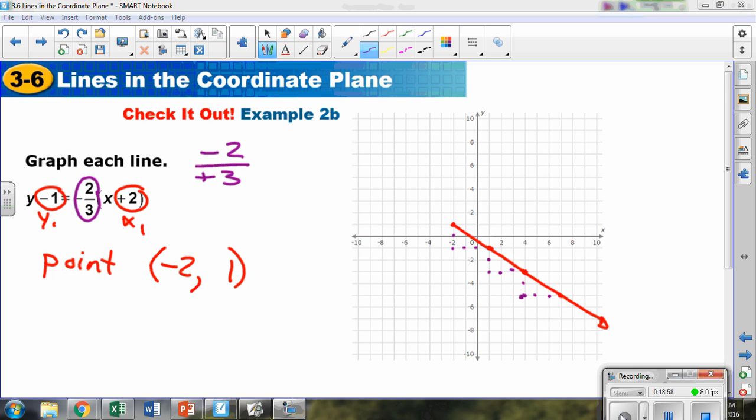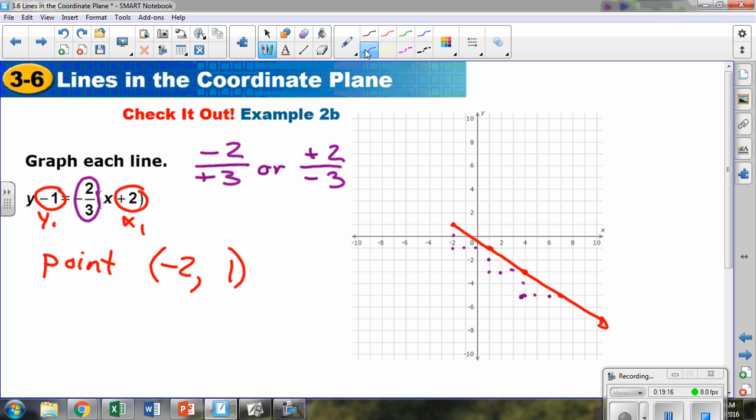Continuing over, we could have also written that slope of -2 over +3 as +2 over -3. That's still a -2/3. And with that interpretation, using this format, we'd be able to see up 2, left 3, up 2, left 3, and continue that pattern over to the edge.